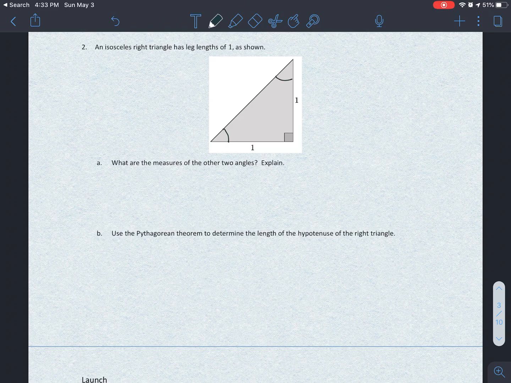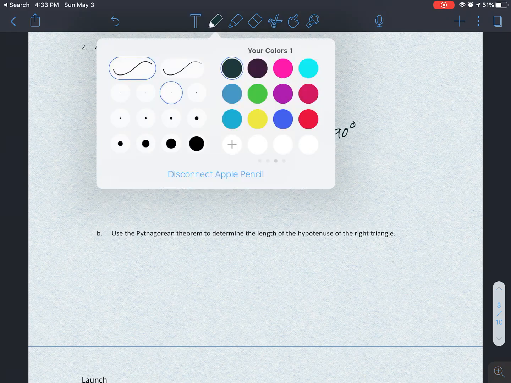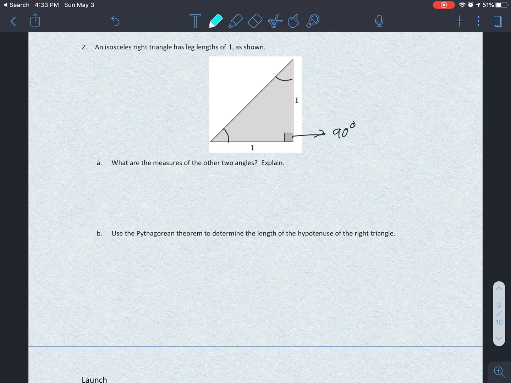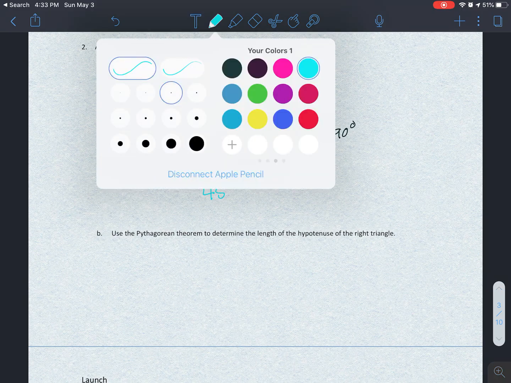Well, what we do have right now is this 90-degree angle. So that means that the two angles have to add up to 90. And what we know is if you have the same side, the opposite angles will be the same. So that means that both angles have to be 45 degrees.